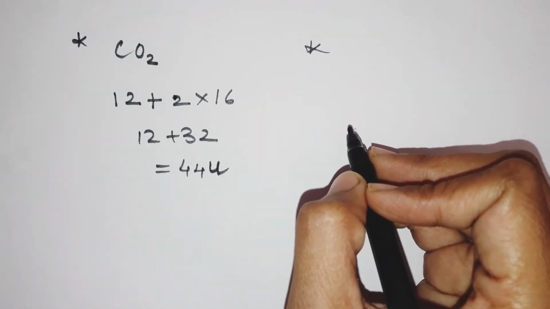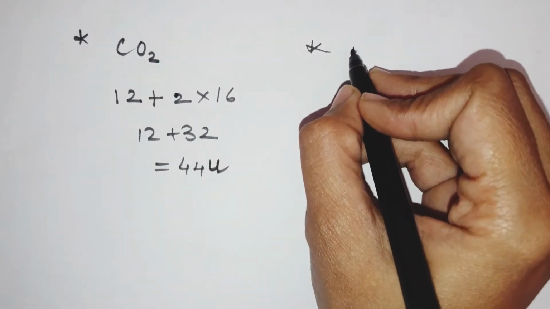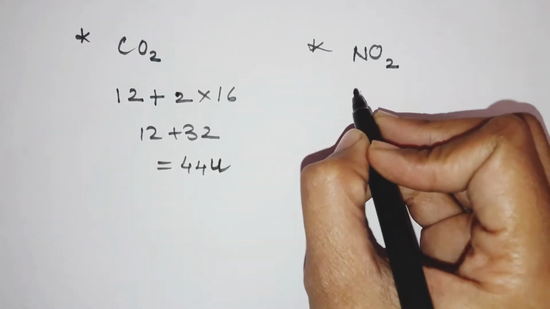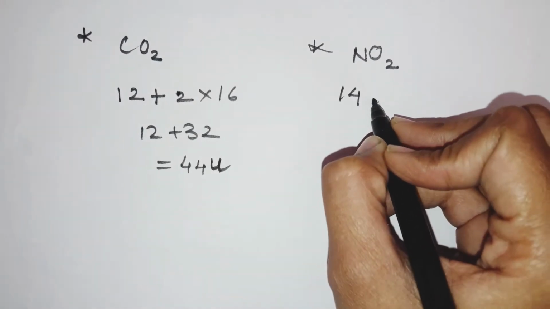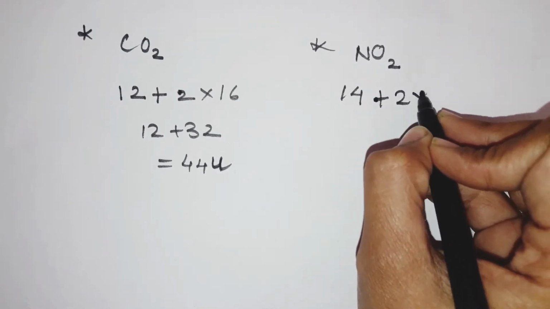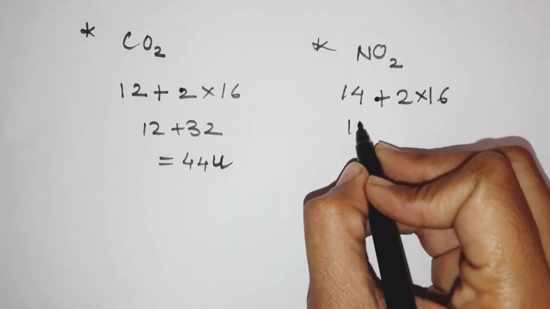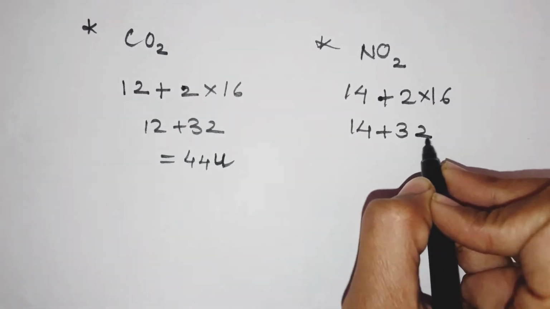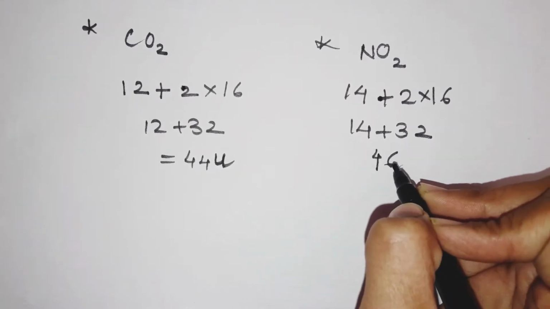Another example, say nitrogen dioxide, NO2. Nitrogen has an atomic mass 14, oxygen has again 16. This will be equal to 14 plus 32, 46.